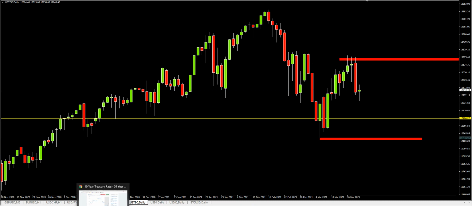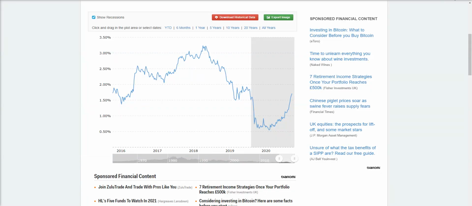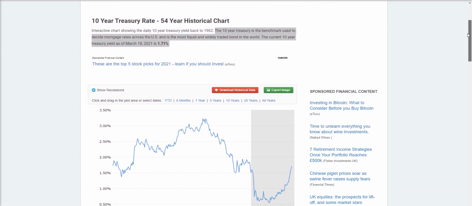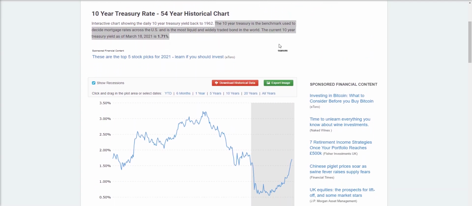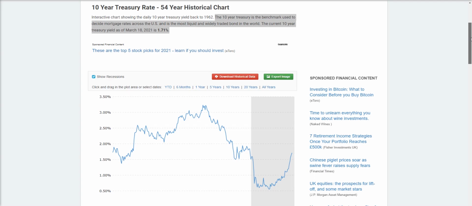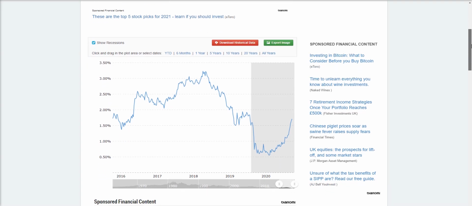This is really interesting and important. Let me just go up a little bit. So this is the 10-year Treasury rate, 54-year history. So the 10-year Treasury is the benchmark used to decide mortgage rates across the US and is the most liquid and widely traded bond in the world. Right. Why is that interesting? Because what happens in the US happens around the world. So if their interest rates go up in the US, they will go up in the UK and around Europe, etc. So this is why it's really important.